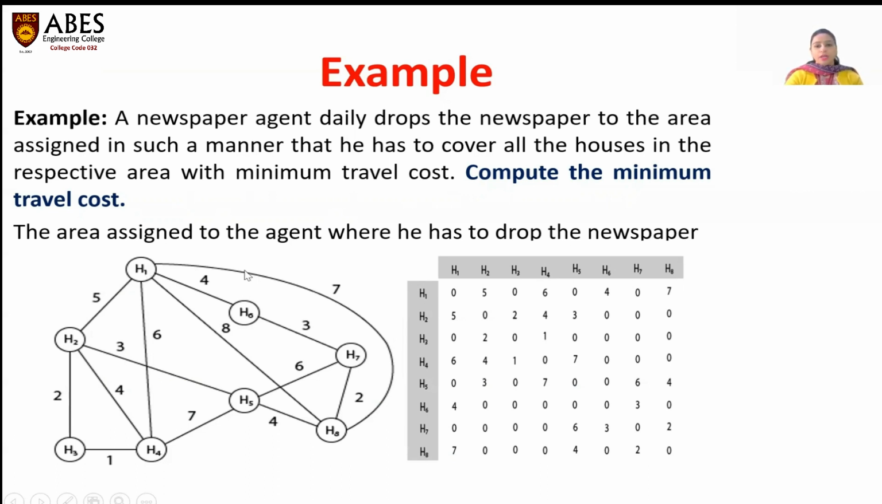H1 to H1, we do not have any direct edge, so the value is 0. H1 to H2, we have a direct edge having a weight value 5. H1 to H3, we do not have any direct edge. H1 to H4, we have a weight value 6. H1 to H5, no direct edge, 0. H1 to H6, that is 4. H1 to H7, that is 3. H1 to H8 is 7. So in this way, we'll fill the whole matrix, or we say adjacency matrix.